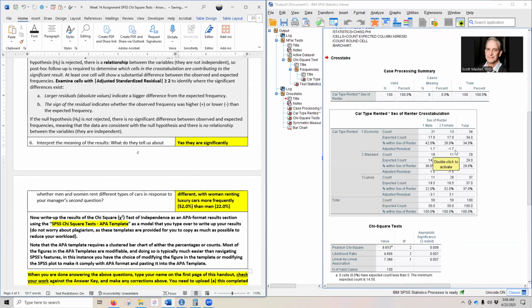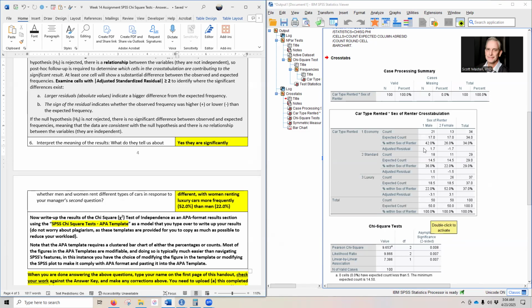So for economy, neither of these cells compared to each other are 2 or bigger. So men and women rented economy cars about the same. All right, how about standard cars? For standard cars, again, neither of these is 2 or larger in absolute value. So we would say men and women preferred standard car rentals about the same. All right, well, what's going on? Well, down here, the adjusted residuals are negative 3.1 and positive 3.1. These are absolute value of 2 or bigger.